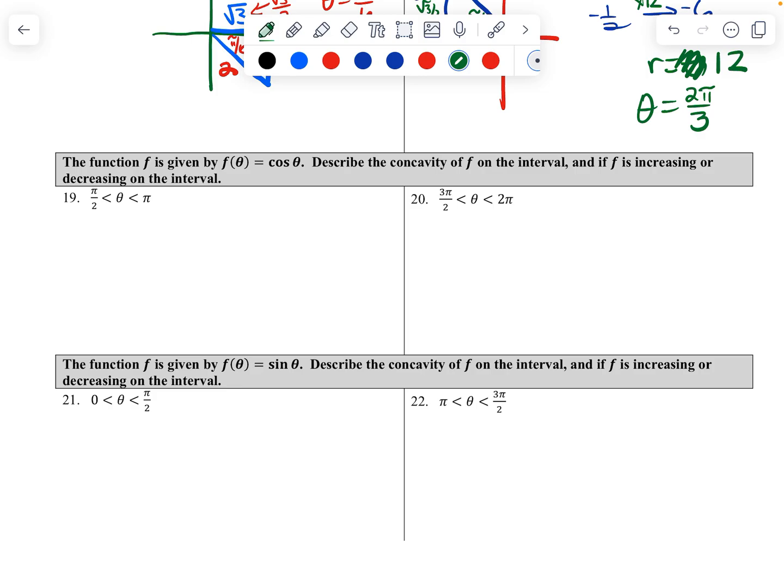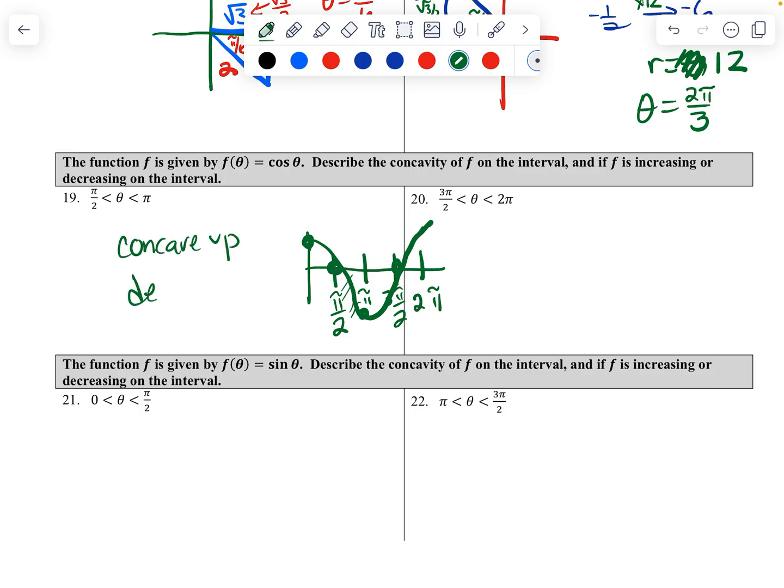Okay, describe what is happening on the cosine. So I'm going to draw our cosine, 1, 2, 3, 4. So that's 2 pi, pi over 2, and this would be 3 pi over 2. Cosine starts high. So from pi over 2 to pi, it's concave up, and f is decreasing. And then from 3 pi over 2 to 2 pi, concave down, and it is increasing.